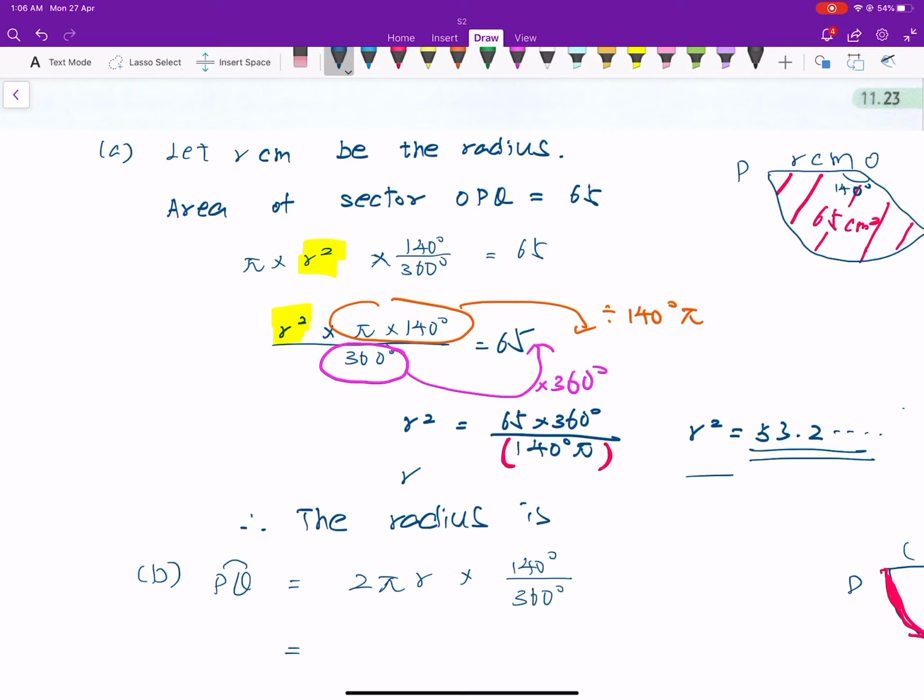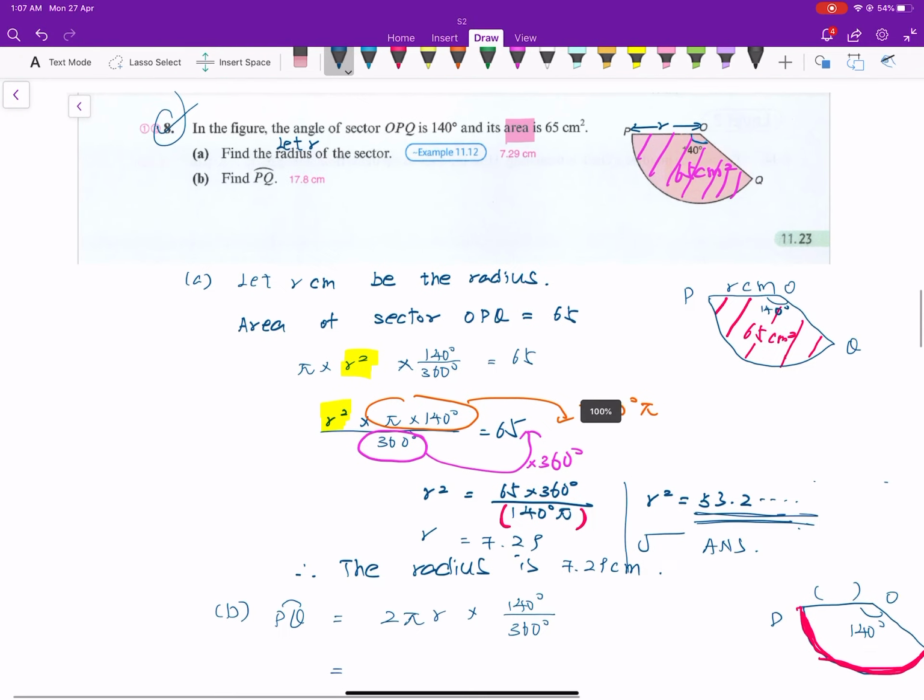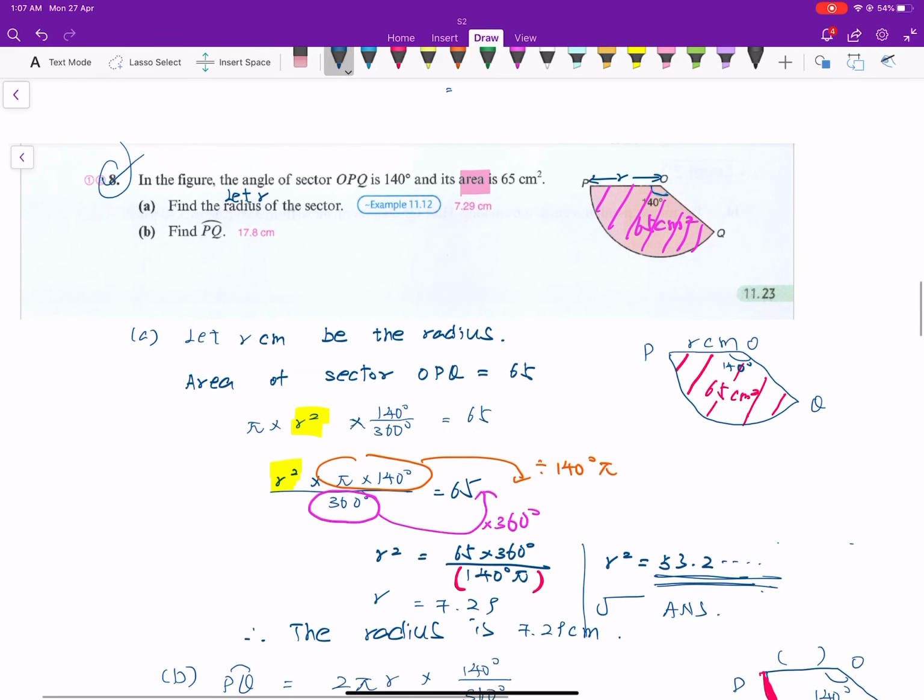After you have found r squared equals 53.2, you could square root the answer so that you don't need to copy the long numbers. You square root the answer and you can find r equals 7.29, which is correct to 3 significant figures. And write down the answer statement: r equals 7.29 cm. So this is for part A.